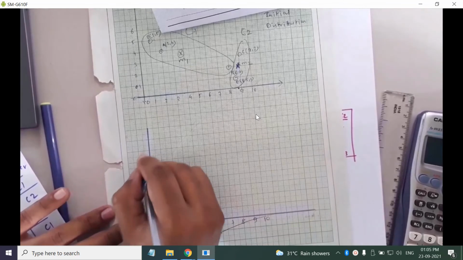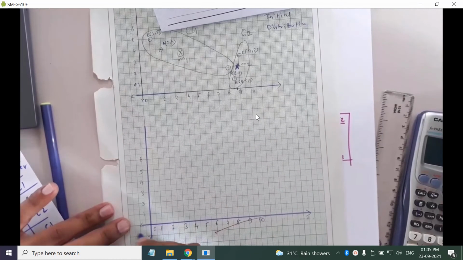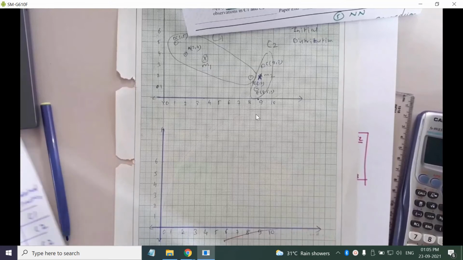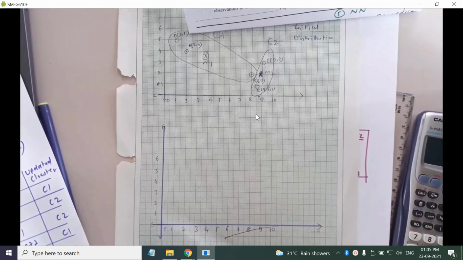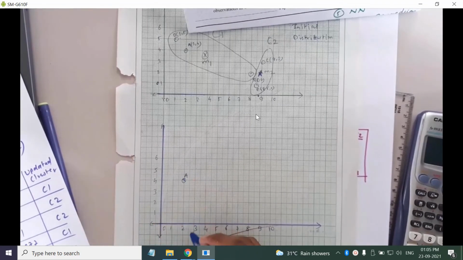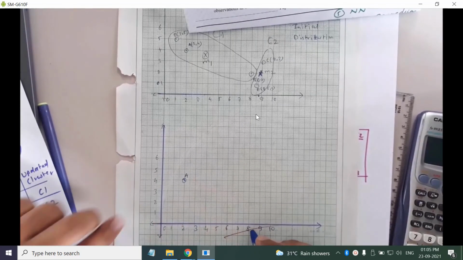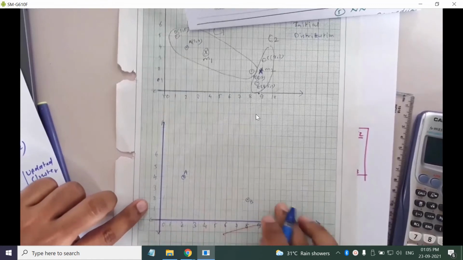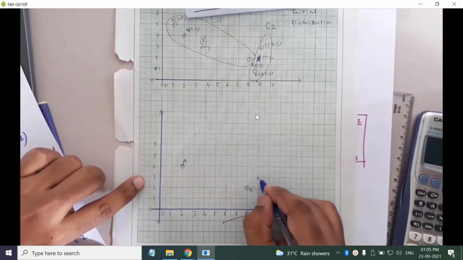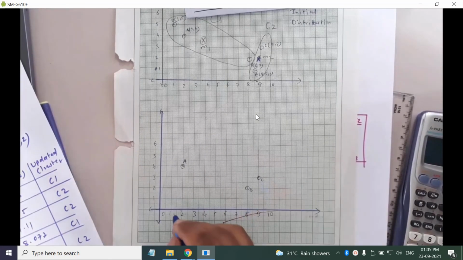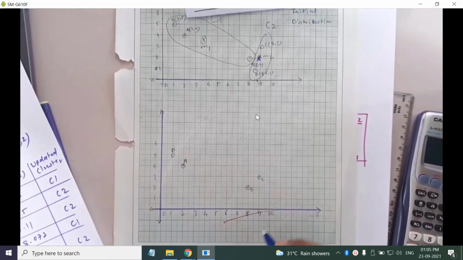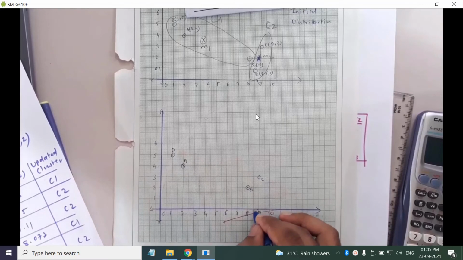So if you get the concept, then these problems will be very easy. They are simple calculations. The coordinates of A is 2, 4. B is 8, 2. C is 9, 3. D is 1, 5. E is 8.5 and 1.